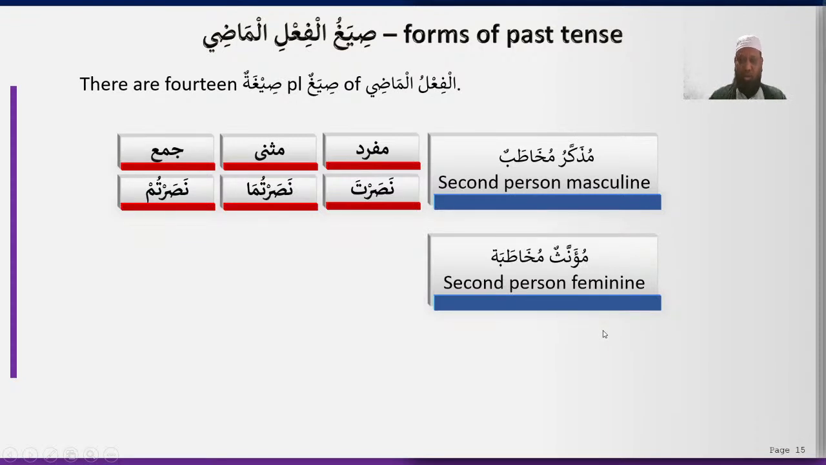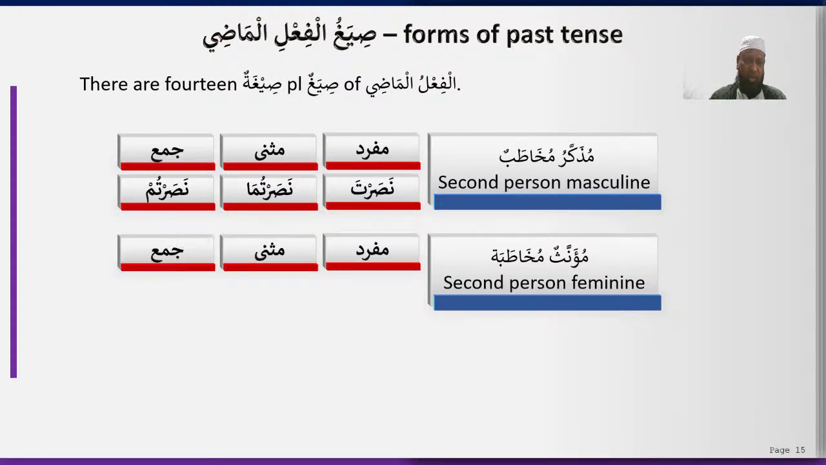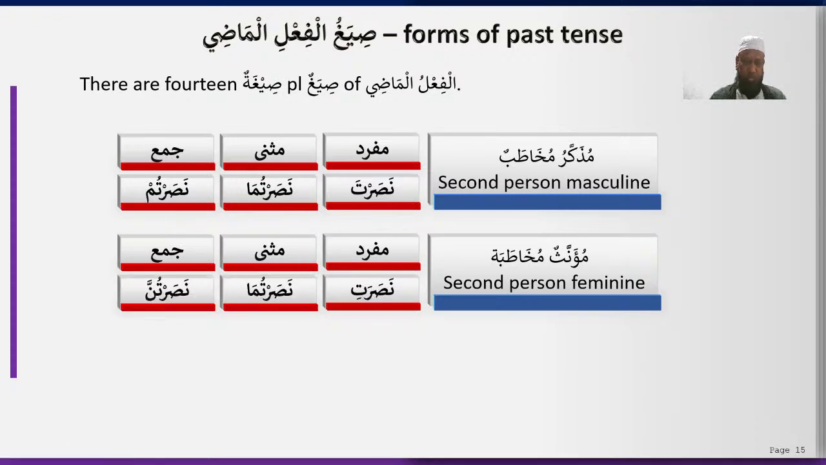Next, مؤنث مخاطبة, second person. مفرد, مثنى, and جمع. مفرد is نصرتِ. The ta is the fa'il. Sorry, it should be مبني على السكون. نصرتِ. Then نصرتما. Then نصرتن. So the ta is the fa'il and the nun is للمؤنث العاقل.